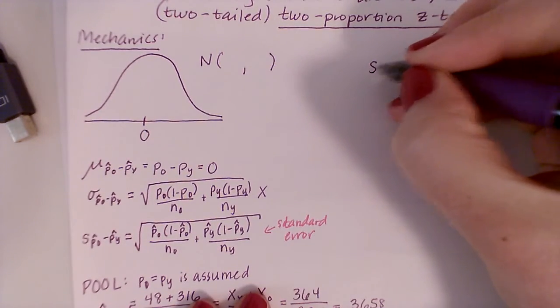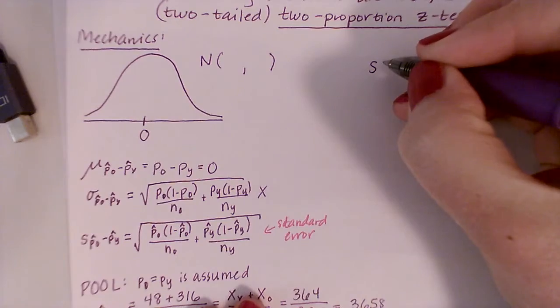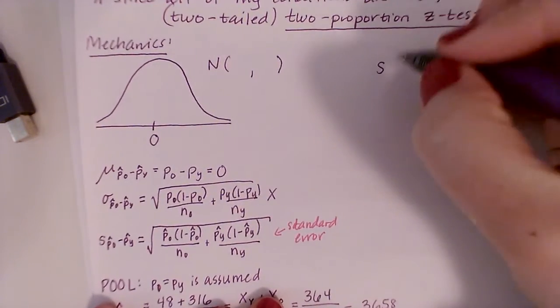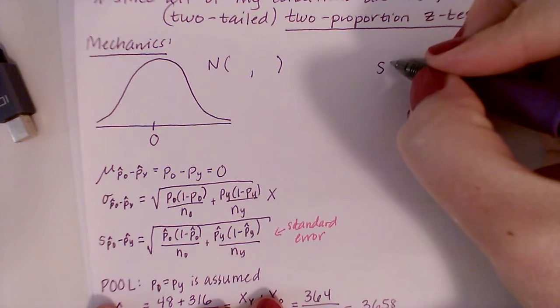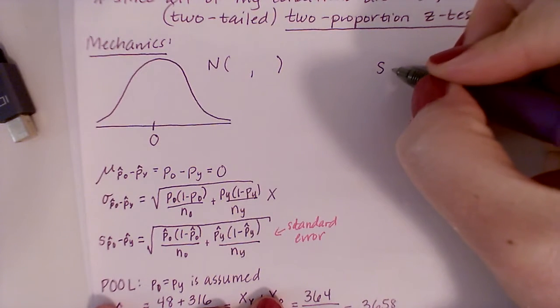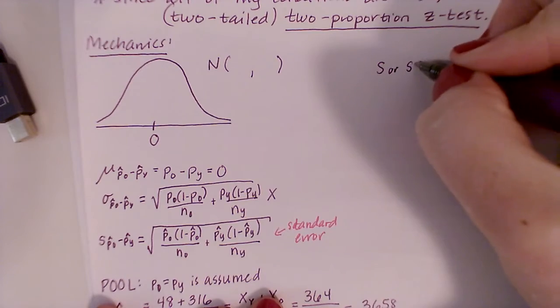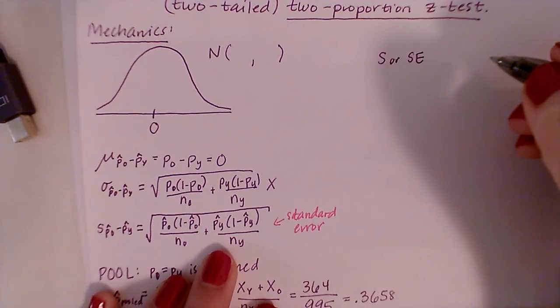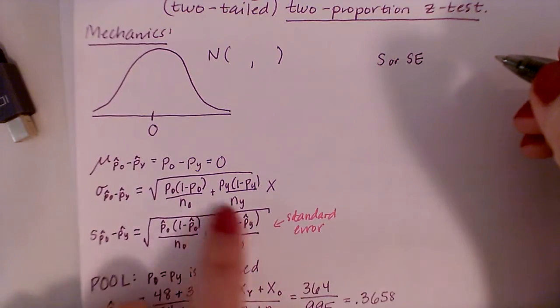So you could write SE if you want to, or you can write S. And remember, this is the formula that we used right here. So this is just the standard error. If I want, I could write S, or I can write SE to talk about the standard error. So I'm just going to plug these numbers into this formula that I have right here.